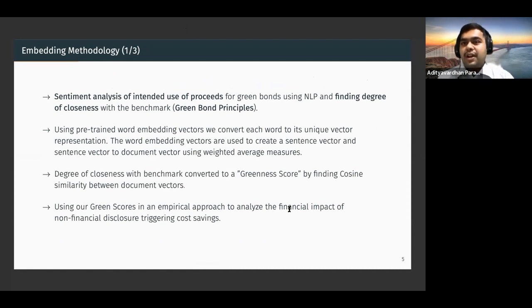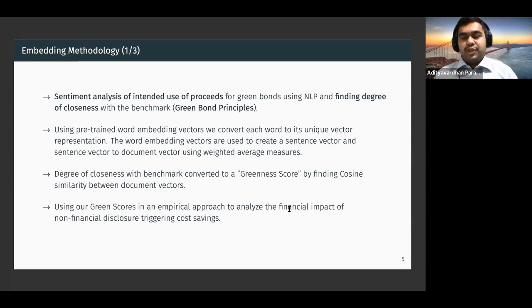So now, first we have to determine how green the bonds are. For that, we have to develop a greenness score. So we use natural language processing techniques to analyze the non-financial disclosures. Specifically, we perform a sentiment analysis of the intended use of proceeds using NLP to find the degree of closeness. So how close is the literature given in the issue documents, like the prospectus or the green documentation, with the green bond principles issued by ICMA.